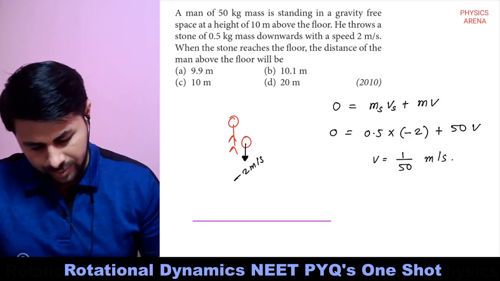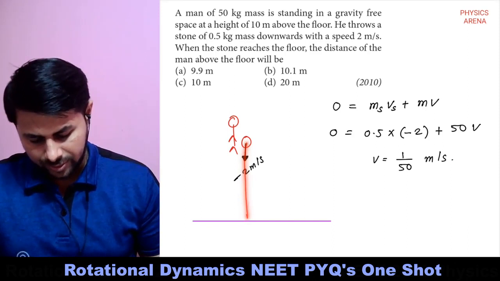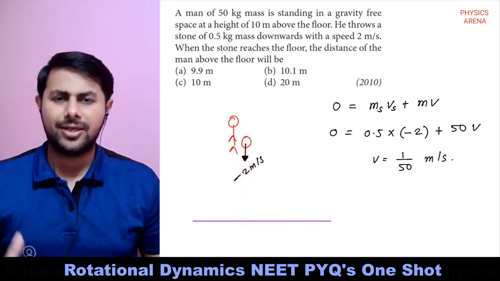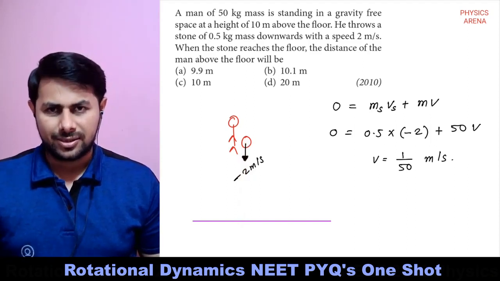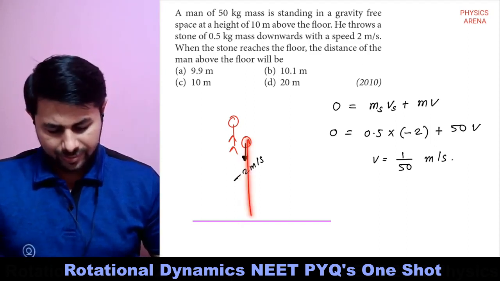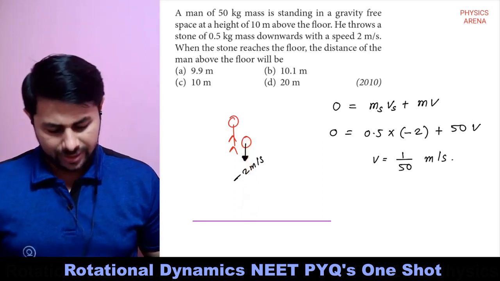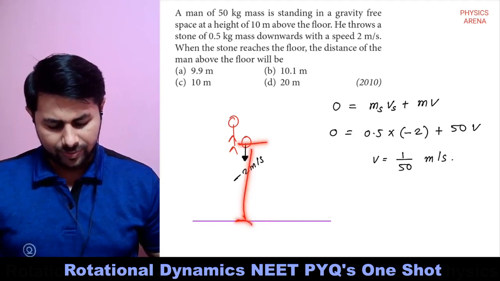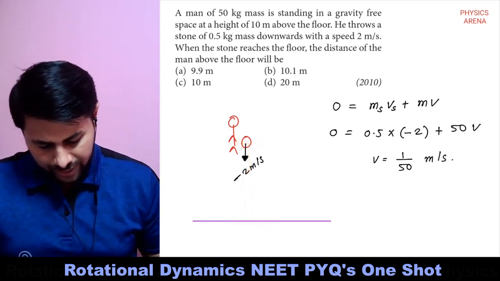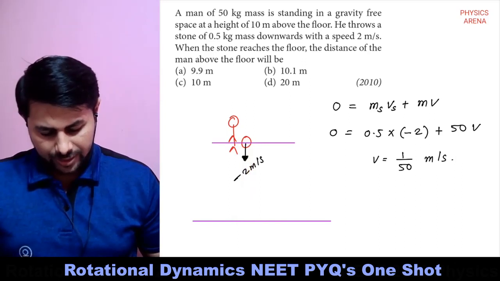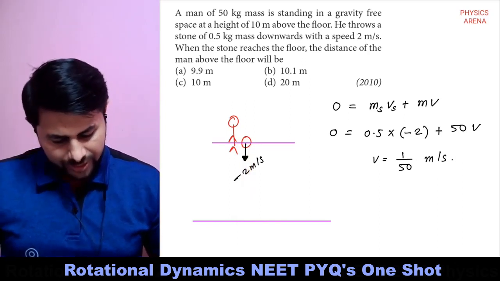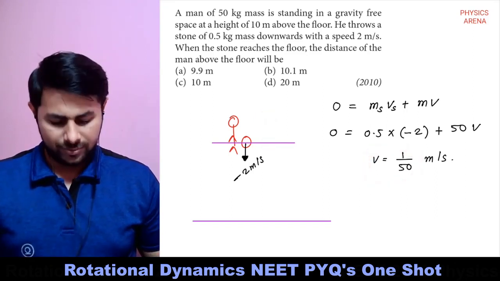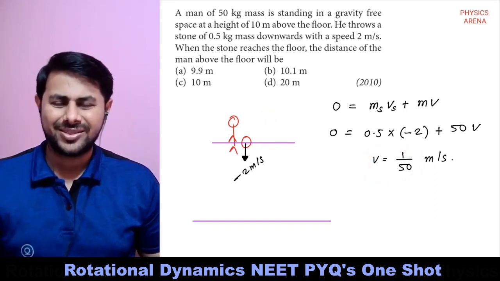So now the stone reaches the ground. So stone is 10 meters above. In how much time will it reach the ground? In 5 seconds, right? Because its speed is 2 meters per second and this distance is 10 meters. So in 5 seconds it will reach the ground. Now the man was here earlier. Okay, so with this much velocity, how much distance will he cover? How much distance will he move upwards?